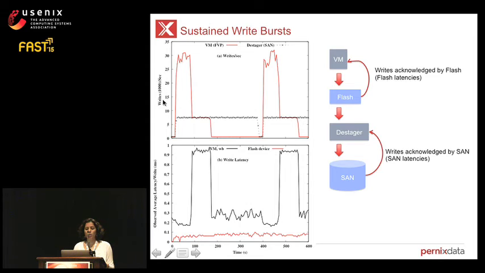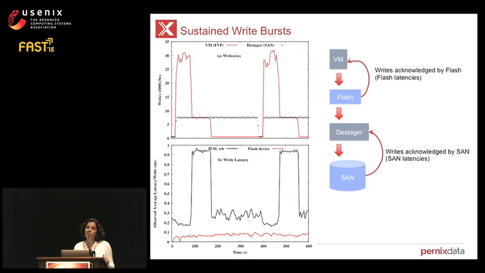So the two graphs here: the graph on the top is plotting the rate at which the writes were acknowledged back to the VM, and the rate at which the writes were acknowledged to the Dstager. So the Dstager experiences, like I said, SAN latencies. And the graph at the bottom is showing you the write latency observed by the VM. As the VM is issuing writes for the first 80 seconds, it is seeing flash latencies because the flash is able to absorb all those writes. But after 80 seconds, the flash space fills up, and FVP triggers flow control.